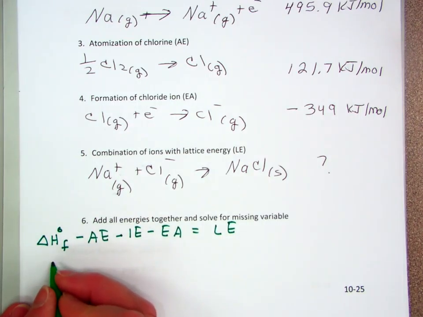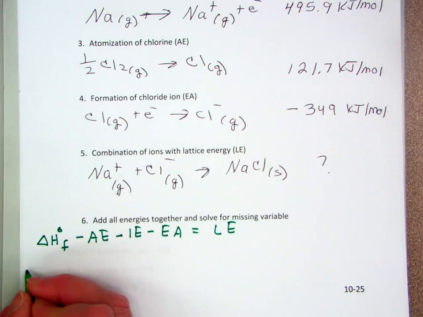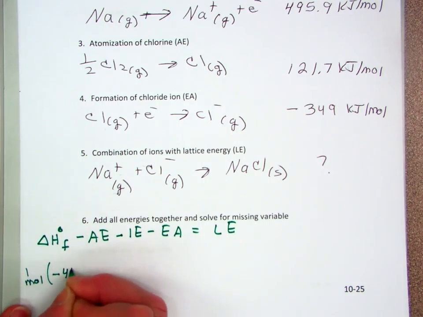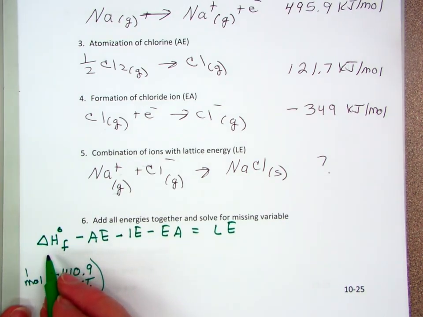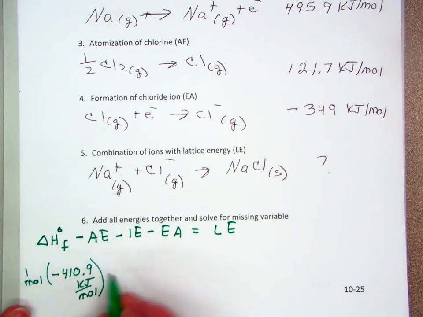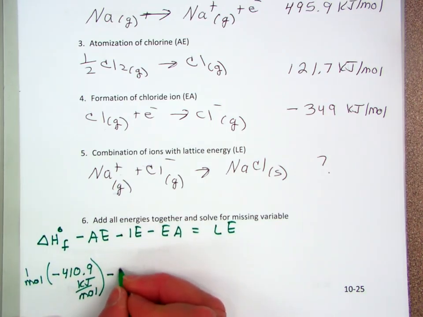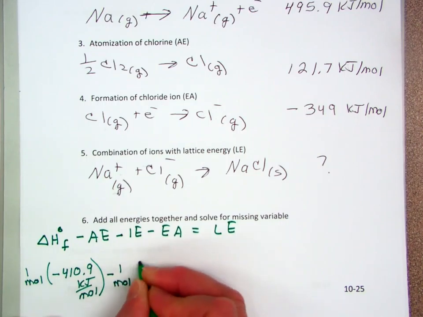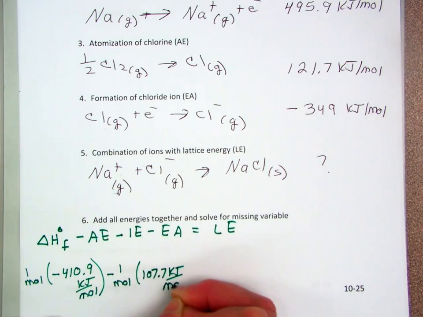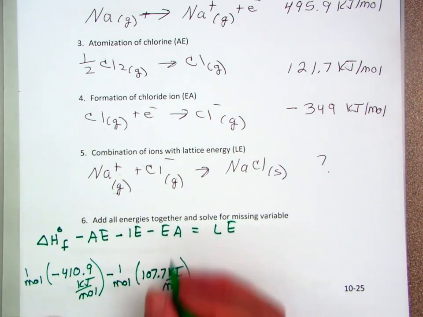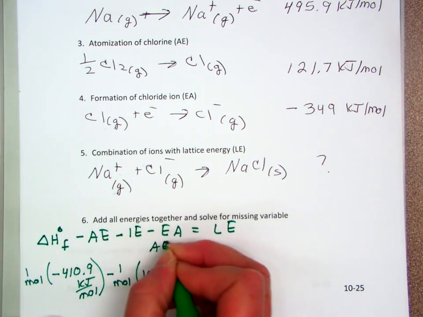My standard enthalpy of formation was provided. I'm making 1 mole of sodium chloride, and it's negative 410.9 kilojoules per mole. That's my delta H0 sub F. Minus the atomization energy for sodium. Minus 1 mole times 107.7 kilojoules per mole. That's the atomization energy for sodium.